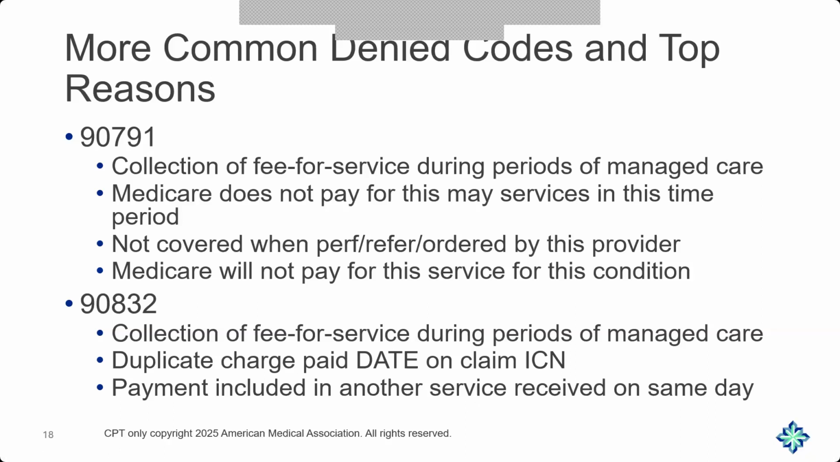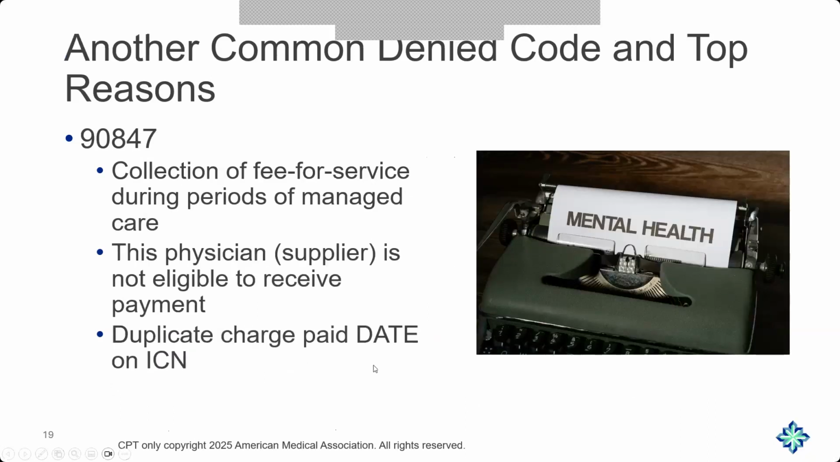So if you're interested in more information about bundled services, I would suggest that you take a look at the mental health playlist out on our YouTube channel and give a listen to that recording, or take a look at it. 90847 is family psychotherapy. Here are the reasons why we are denying it. Again, Part C, patient or the provider's not eligible to receive payment, and a duplicate.